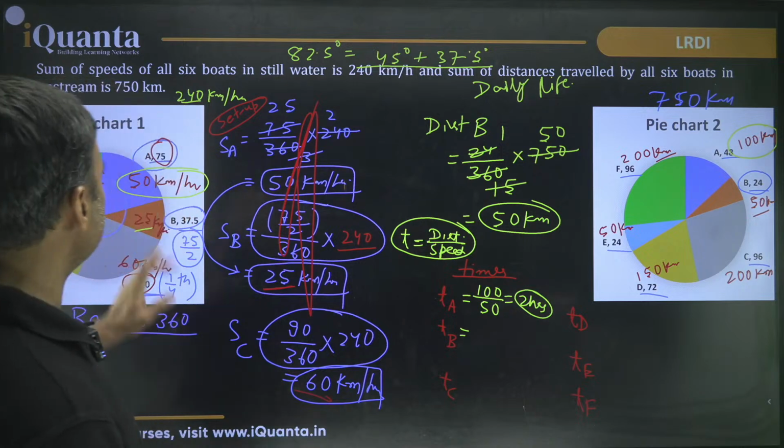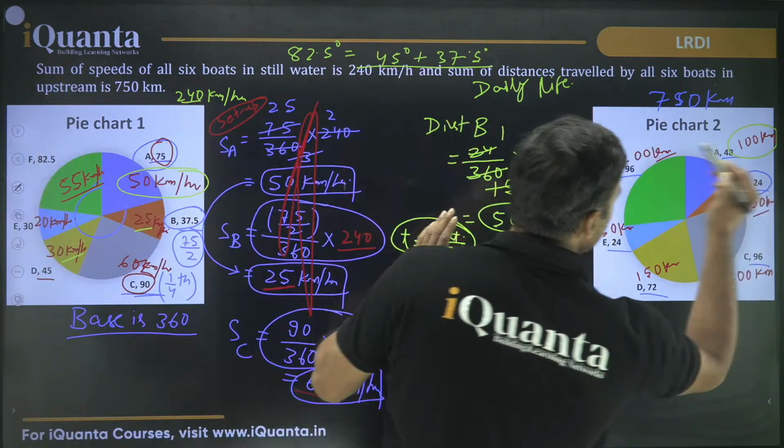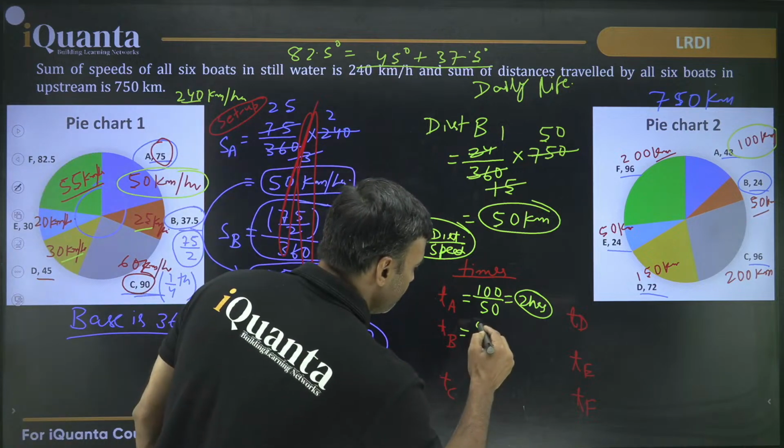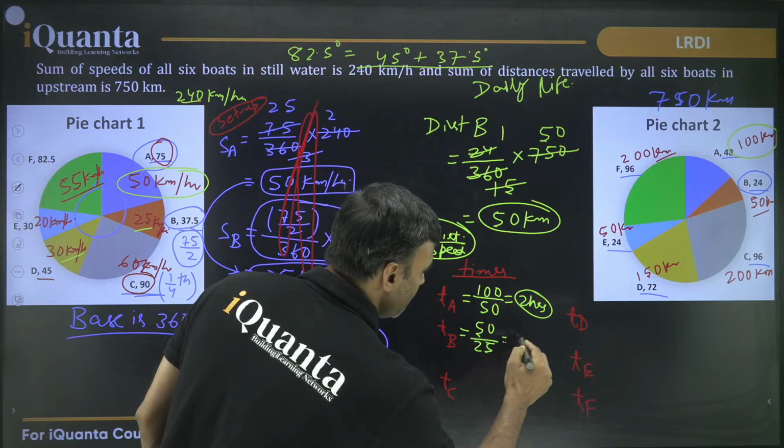Yes. Hasib, you have found the time. Time of B. Distance is 50 kilometers and speed of B is 25. So 50 divided by 25. That is 2 hours. Let's go ahead.